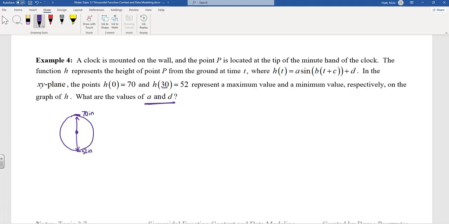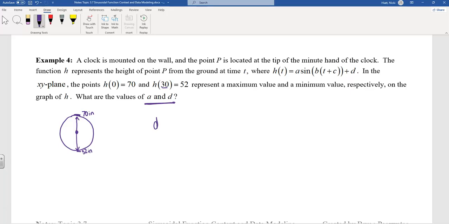So we really don't have to think about the period of this graph or anything like that. We just have to think about finding amplitude and midline. My suggestion, always go for midline first, because you need midline so you can tell how far away this is. How could we find midline if our maximum is 70 and our minimum is 52? Add them together and divide by 2. Just find the average, right? That'll give us the number halfway in between.